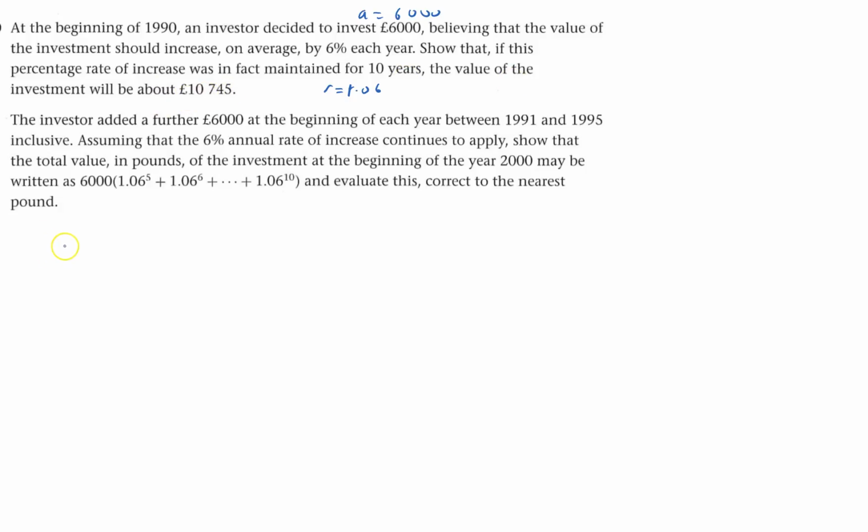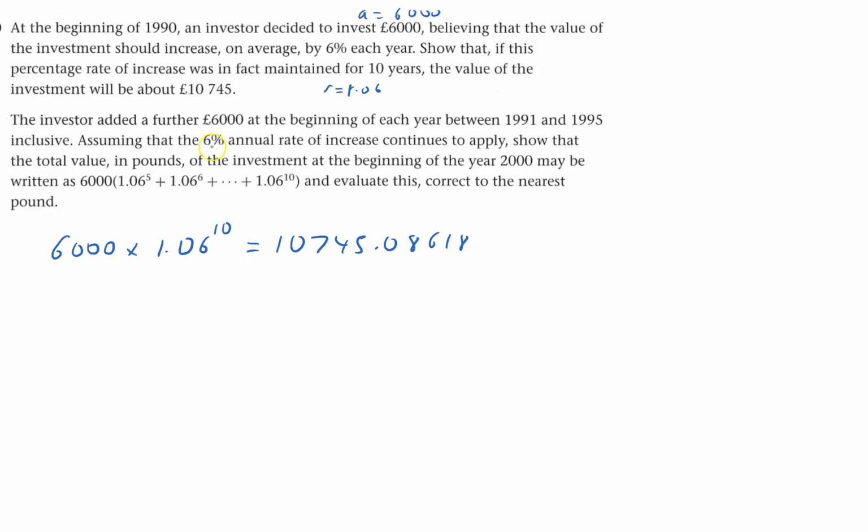Okay, so that means we've got to work out 6,000 times 1.06 to the power of 10, and that does equal 10,745.08618, which is about that.